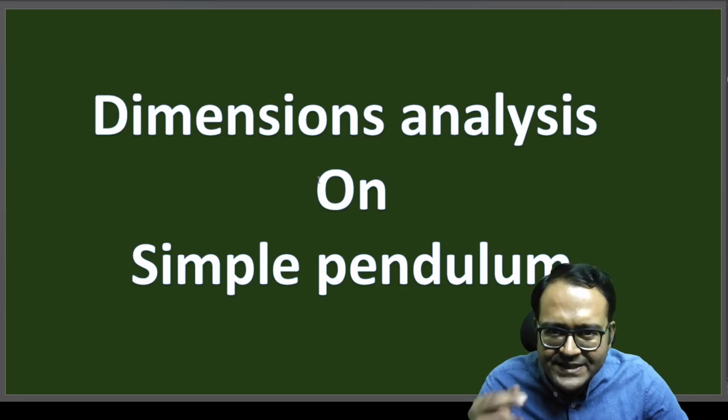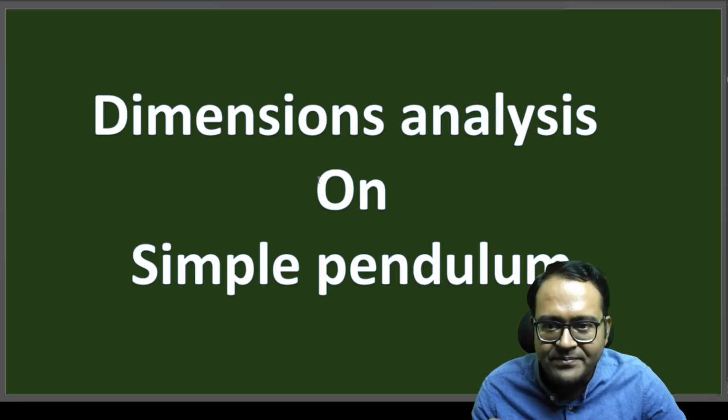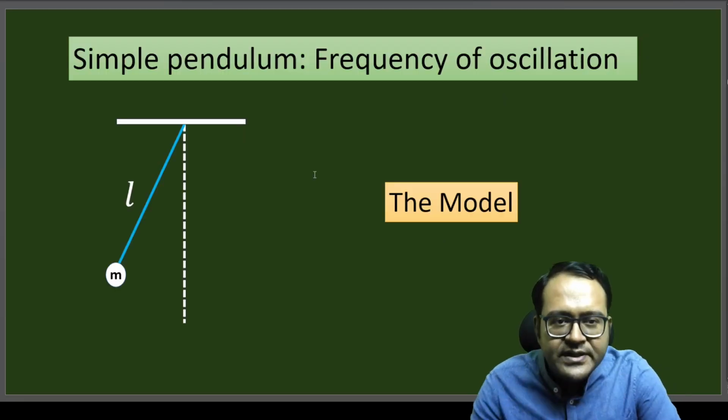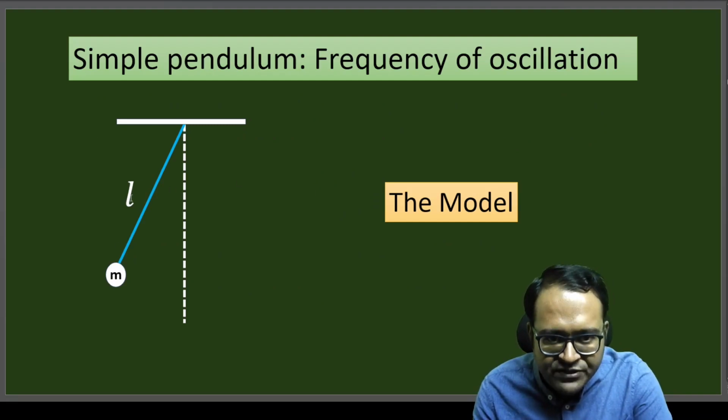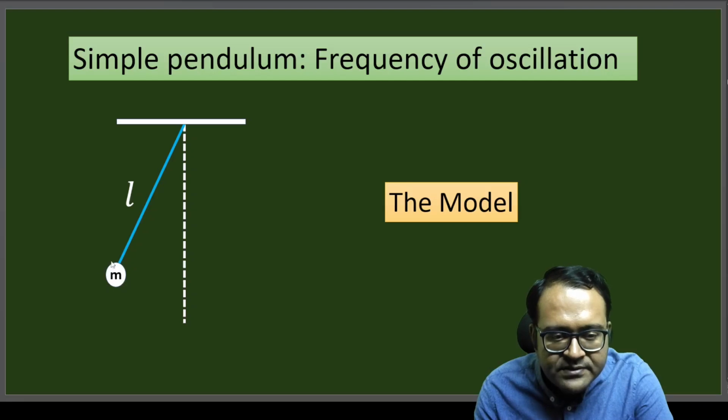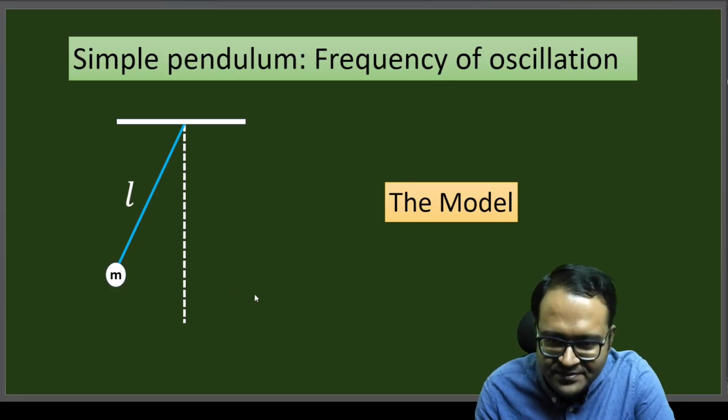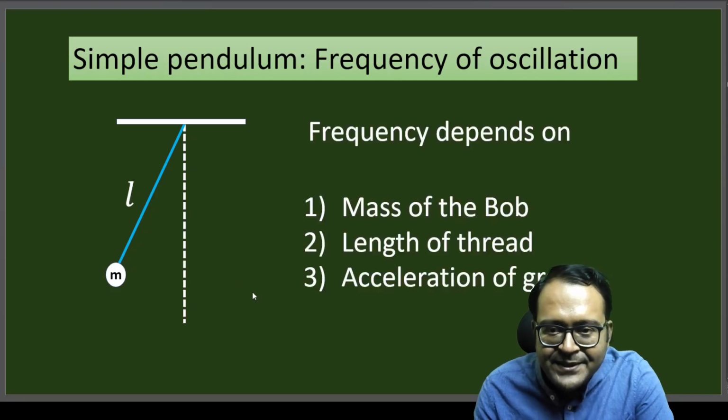So if you are a JEE aspirant, please keep this in mind. Okay, dimensional analysis on a simple pendulum. This is the first problem you will encounter to do dimensional analysis on. So let's say you have a simple pendulum. The pendulum has length L. The mass of the pendulum bob is m. And we have gravity. Of course, the pendulum vibrates due to gravity, otherwise it will not.